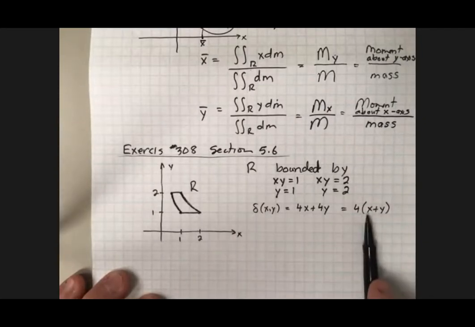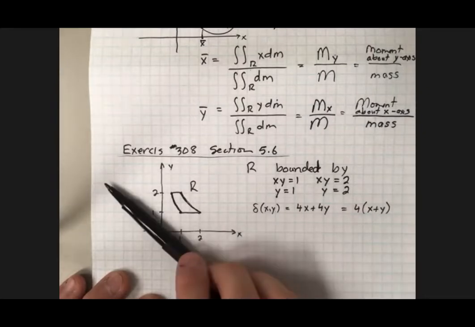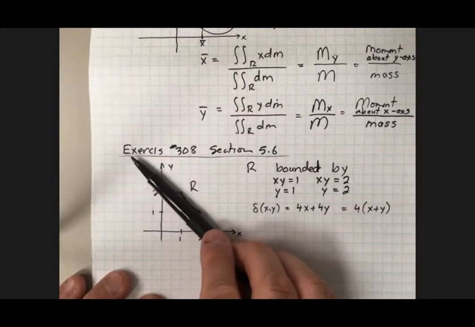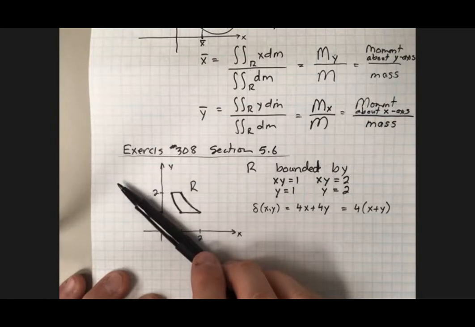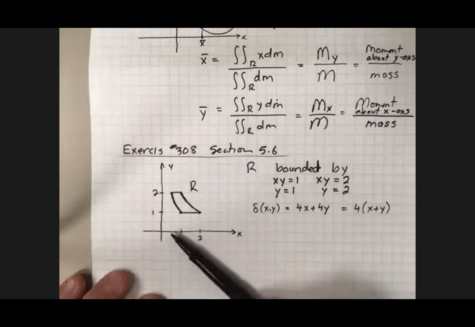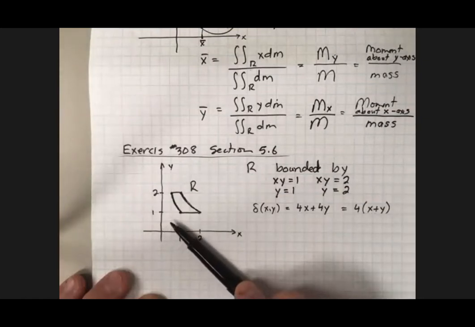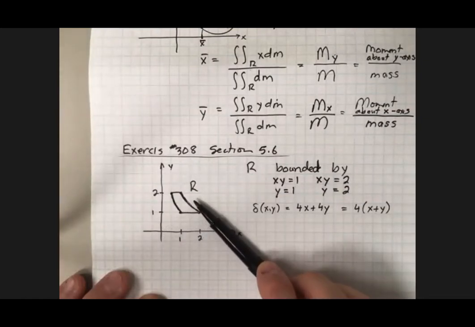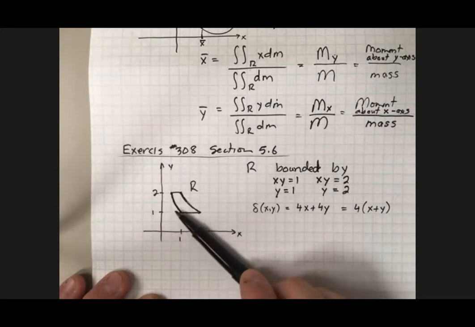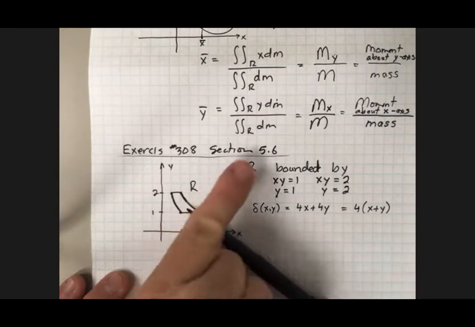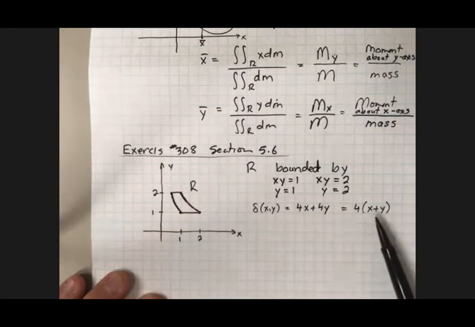Now, think about this. x plus y is a line with slope negative 1. x plus y equals 1, x plus y equals 2, x plus y equals 3. So 4 times (x plus y) means as I slide this line of slope negative 1 across this region, it gets denser as I go out. That's the physical meaning of this.